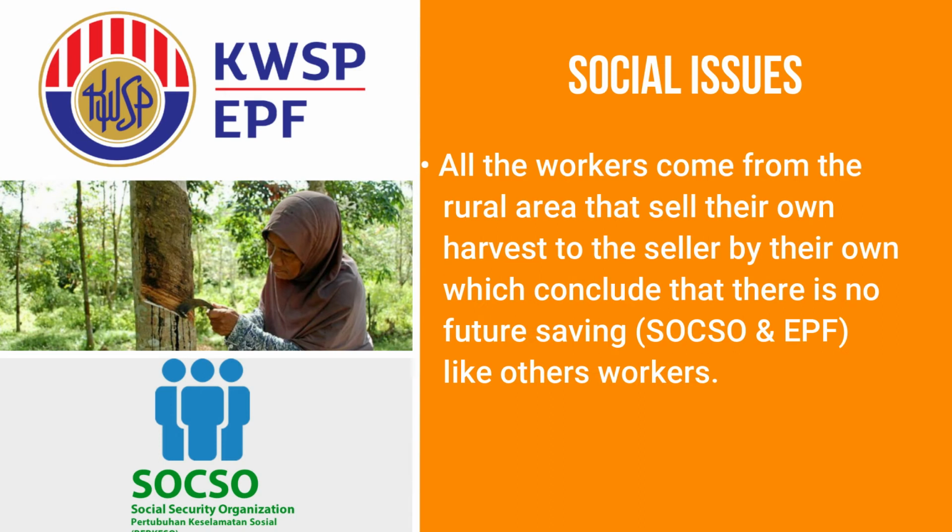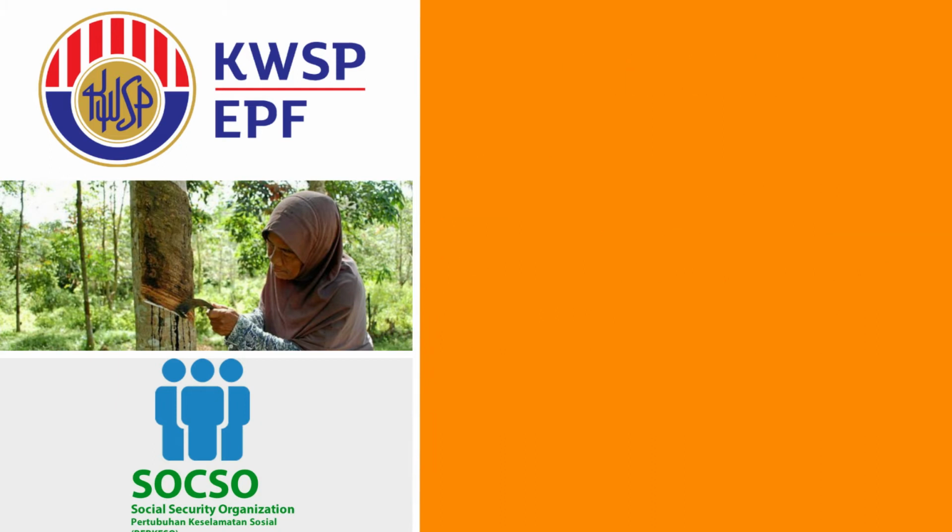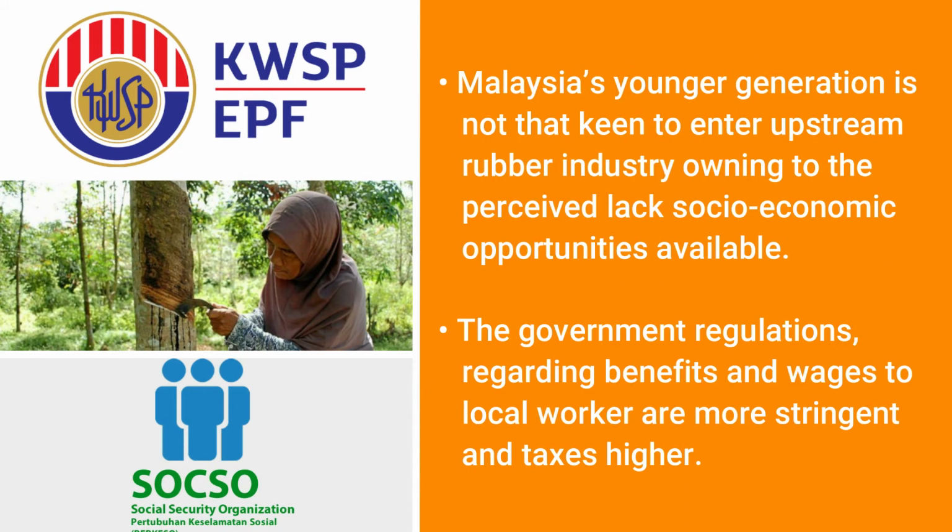Social issues. All the workers come from rural areas and sell their own harvest to the seller by themselves, which means there is no future saving, KWSP, SOCSO, EPF, like other workers. Malaysia's younger generation is not keen to enter the upstream rubber industry owing to the perceived lack of socio-economic opportunities. The government regulations regarding benefits and wages to local workers are more stringent and taxes higher.